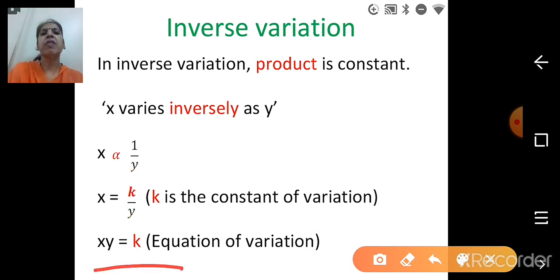So the equation form of inverse variation is xy = k. So what we have to remember here? Product is constant and the equation form is xy = k, and how it is represented: x varies inversely as y, how it is written.